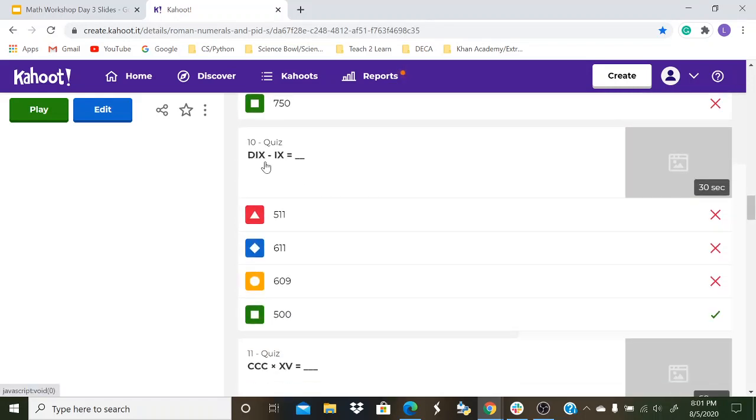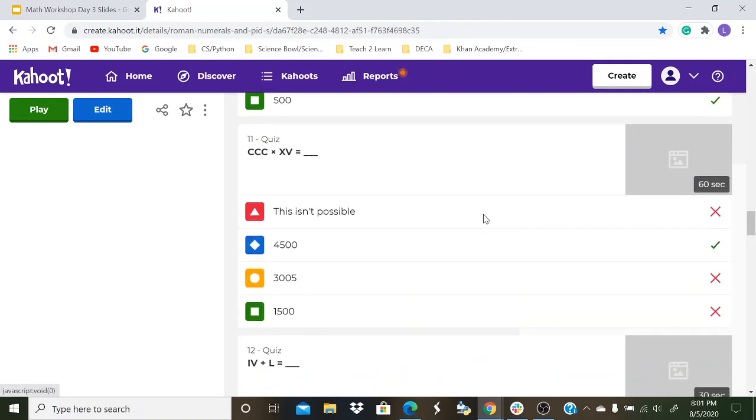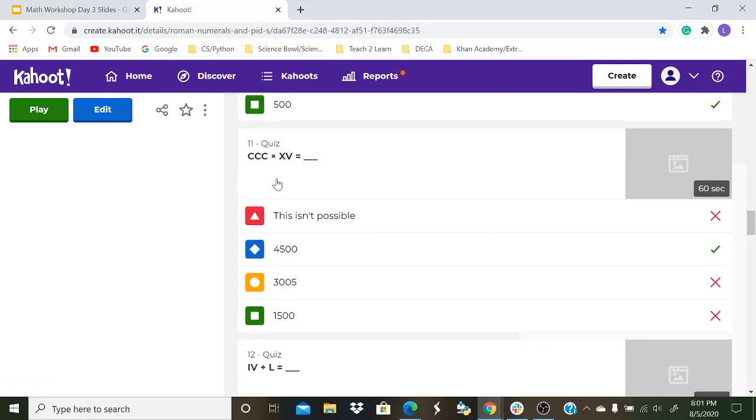And then DIX minus IX, so D is 500, IX is 9, 1 before 10 is 9. So you have 509 minus 9, which is just 500. For 11, you have 3 C's, so that's 300 times XV, which is 15. So 300 times 15 is just 4,500.